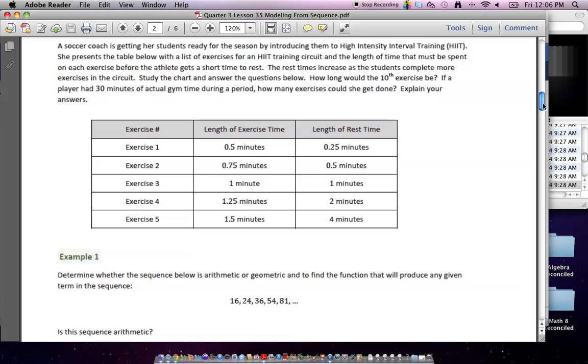All right, a soccer coach is getting her students ready for the season by introducing them to high-intensity interval training. Sounds like CrossFit, kind of. She presents the table below with a list of exercises for an HIIT training circuit and the length of time that must be spent on each exercise. The rest times increase as the students complete more exercises on the circuit. Study the chart and answer the questions below. How long would the 10th exercise be?